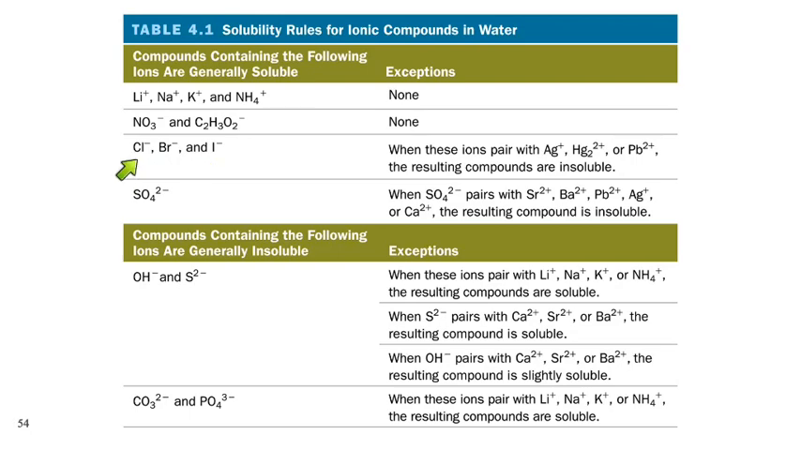Next is the halides, chloride, bromide, and iodide. Those are soluble with 3 exceptions. So what I'm going to do here is get rid of all these words. We just need to know what those ions are. So if the cation with one of these is silver ion, Hg2 2+, mercury 1, or lead 2, then it will be insoluble. But everything else that has chloride, bromide, or iodide will be soluble.